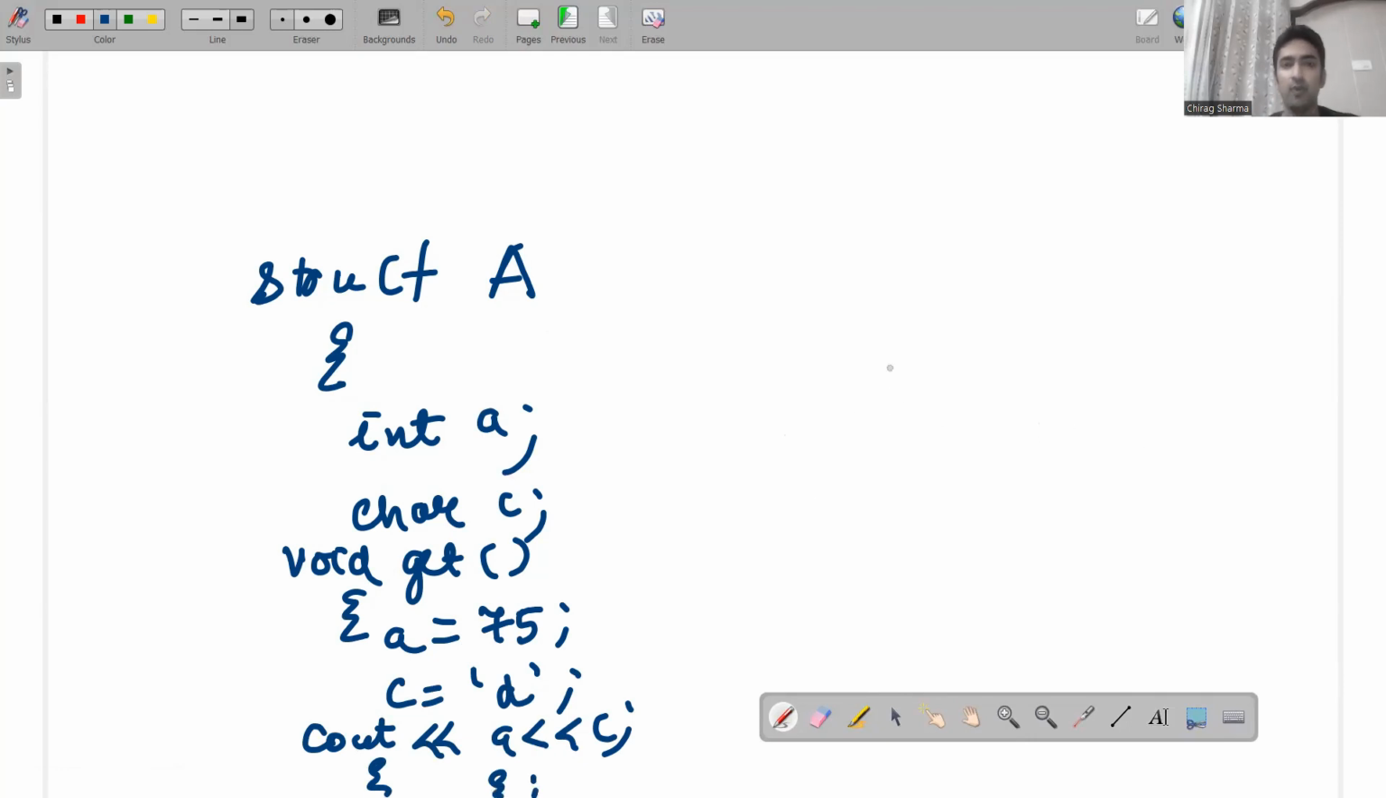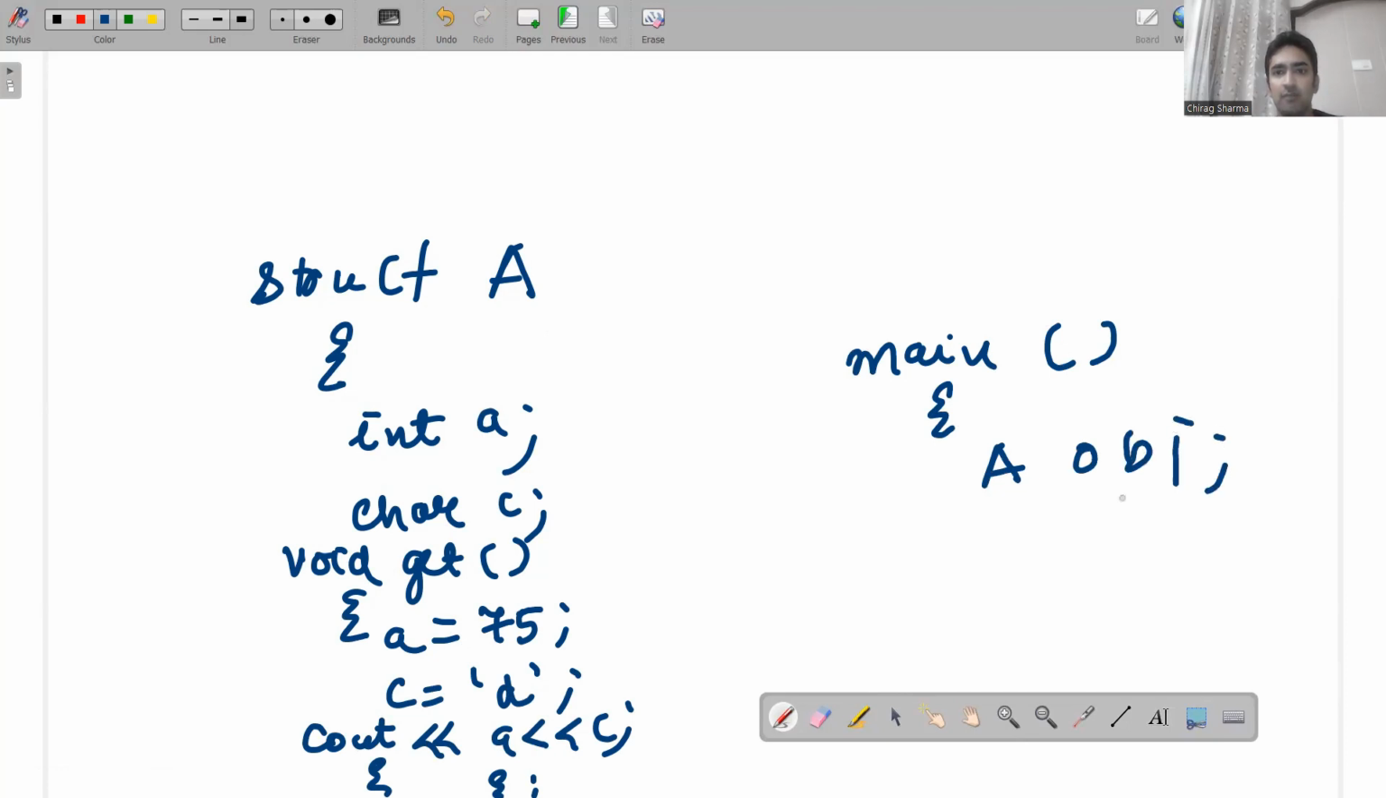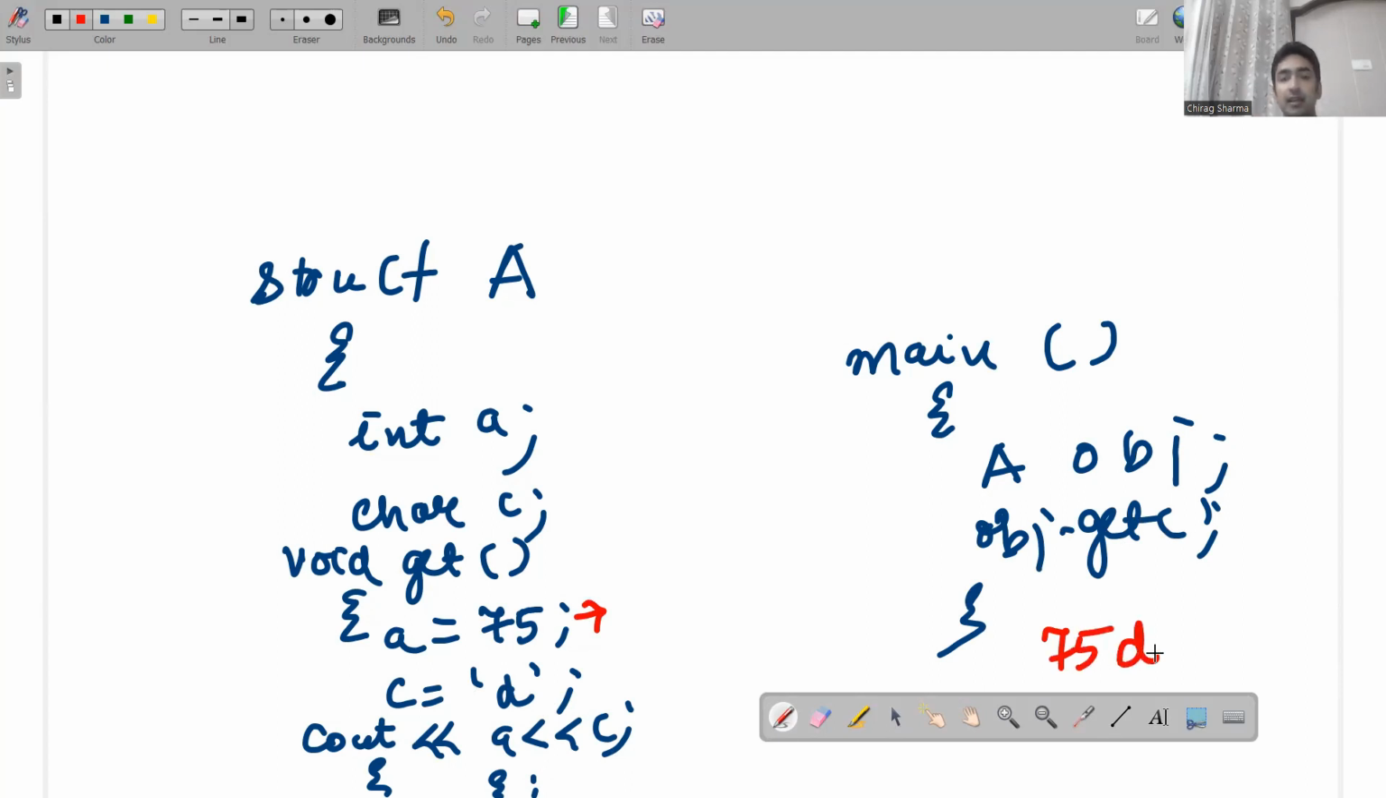But the point here is, if I write main and declare the object of the structure and call obj.get, now if I have to take the output of this particular code, as I have taken the A value as 75, and the C value, which is a character, I have given as small d, and I'm displaying A as well as C. So my answer will be 75d. Guys, this is the answer for structure.